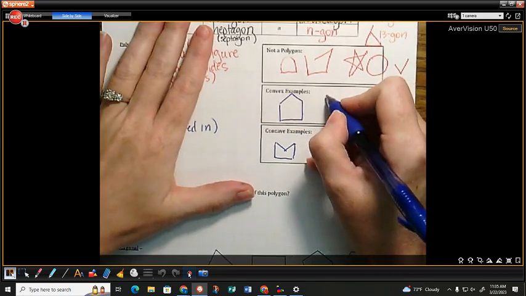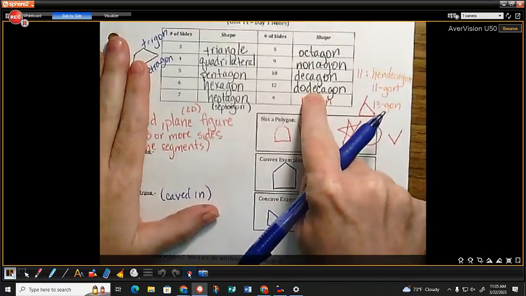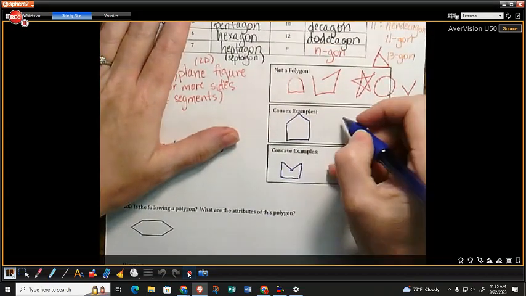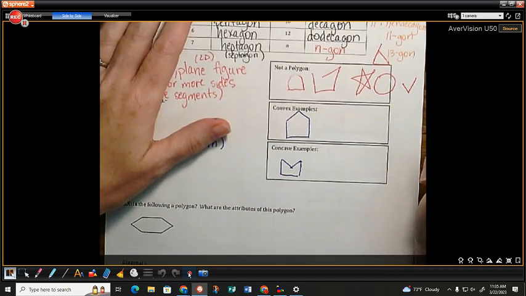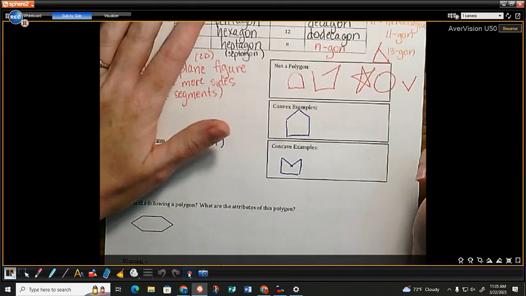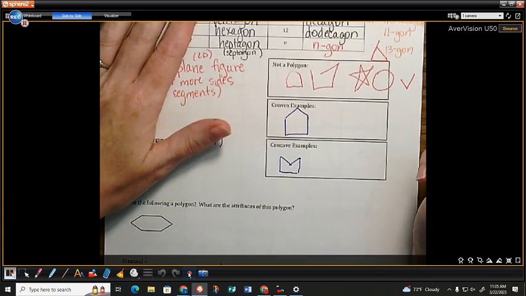So a convex, okay, what was a convex dodecagon? That was a 12-sided shape, right? You want to draw one of those? No. They're kind of hard. Let's do it. You know what's easy to draw? A concave dodecagon.